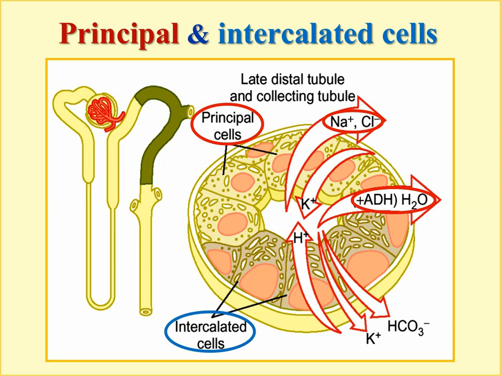Intercalated cells have different processes of reabsorption. They reabsorb potassium ions and HCO3 ions, while they secrete H+ ions into the lumen. This secretion can be high or can be less, and so it contributes to maintaining the normal acid-base balance in the body, because we can excrete more acidic ions and less.